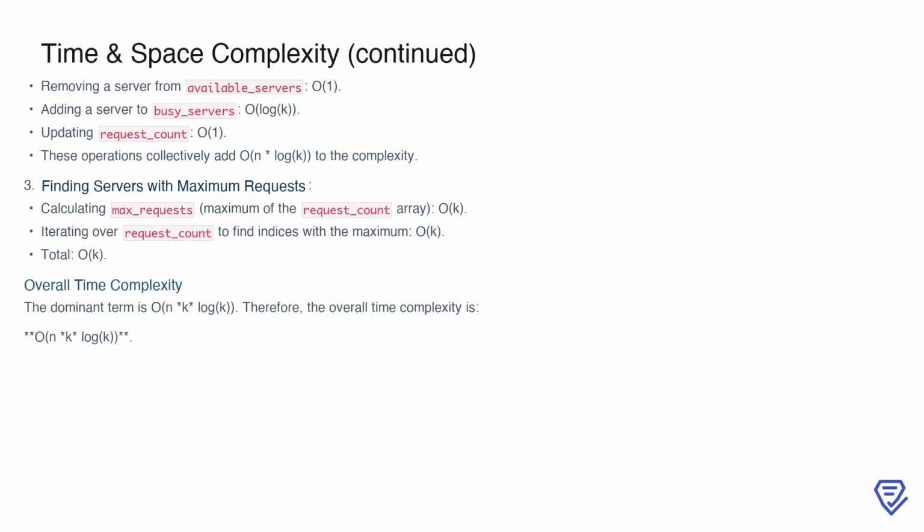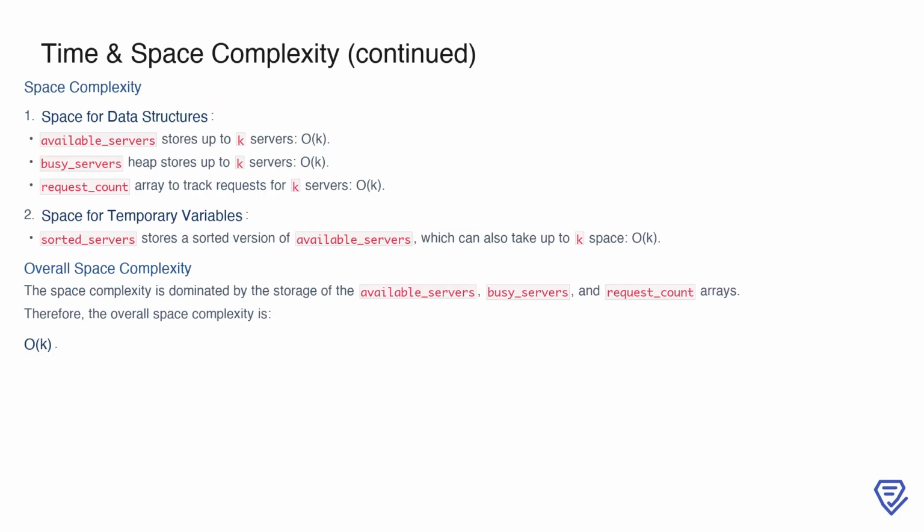Combining all components, the dominant term in our time complexity is n*k*log k, which arises from the sorting step within the main loop. Therefore, the overall time complexity of the solution is n*k*log k. This includes all initialization, processing of requests, and determining the servers with the maximum requests. Now let's examine the space complexity.